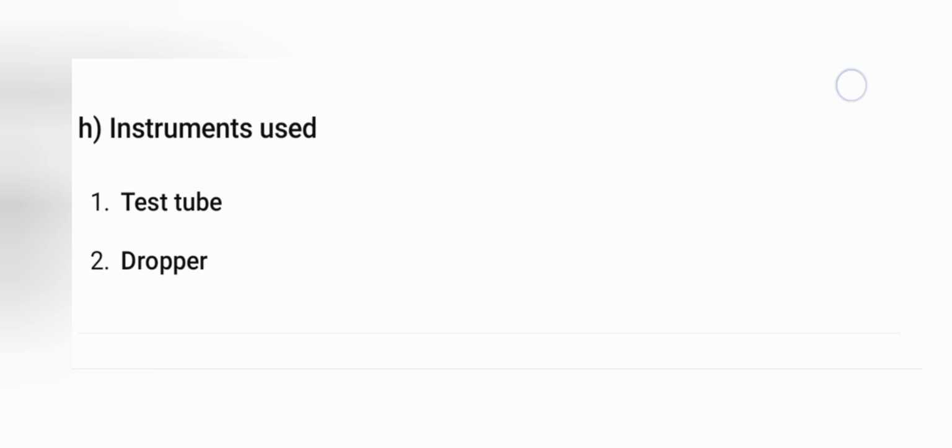Instruments used in this experiment. We have test tubes, test tube holders, droppers, test tube racks, and so on.